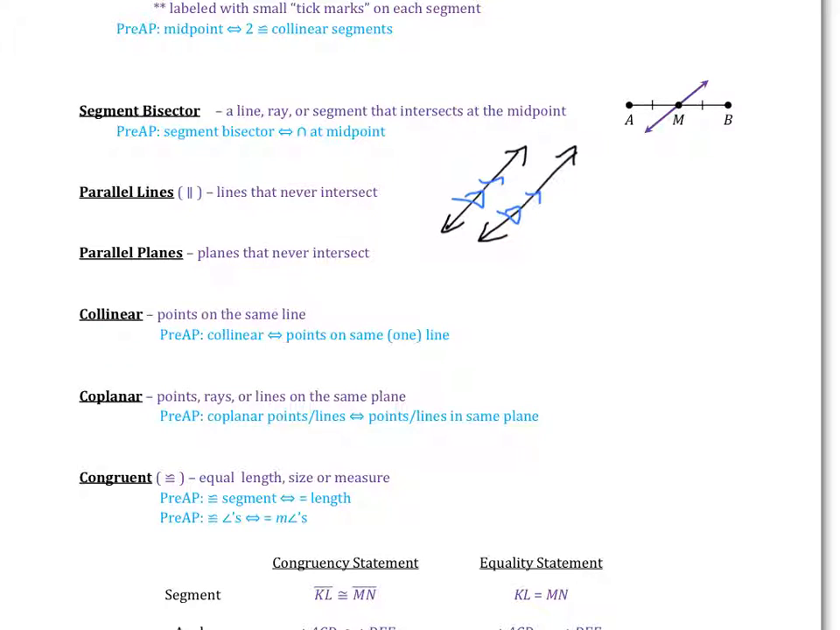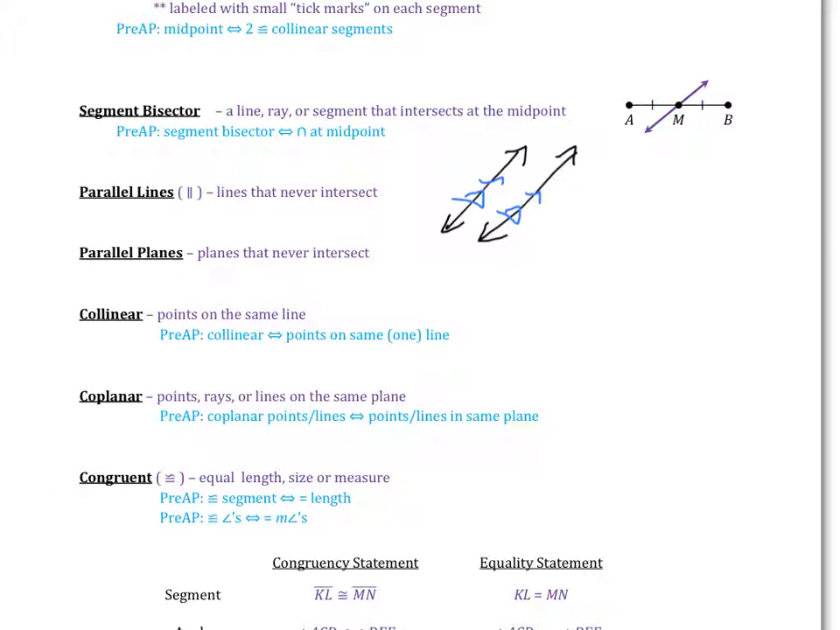Collinear means points on the same line. In pre-AP, collinear refers to points on the same line, and points on the same line refer to collinear. We use this double arrow for definitions. Coplanar refers to points, rays, or lines on the same plane. Coplanar points and lines are points and lines in the same plane.